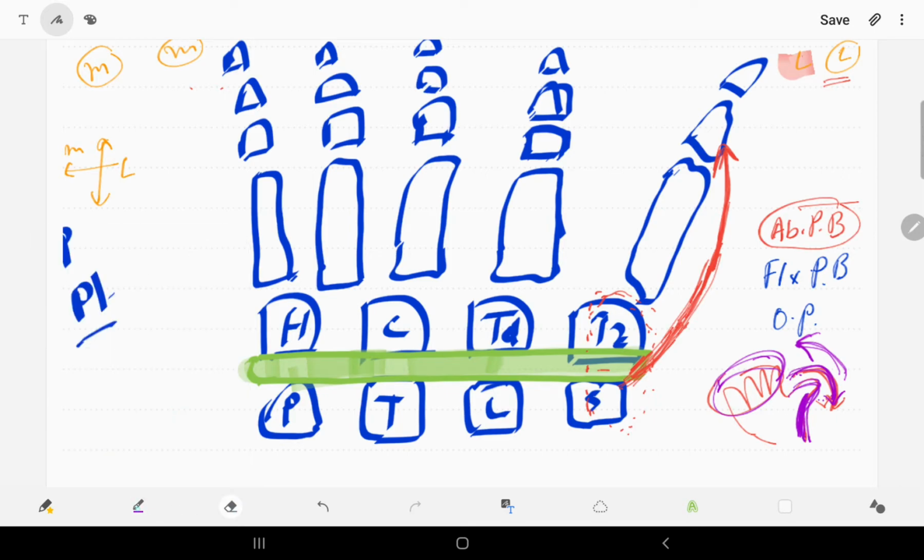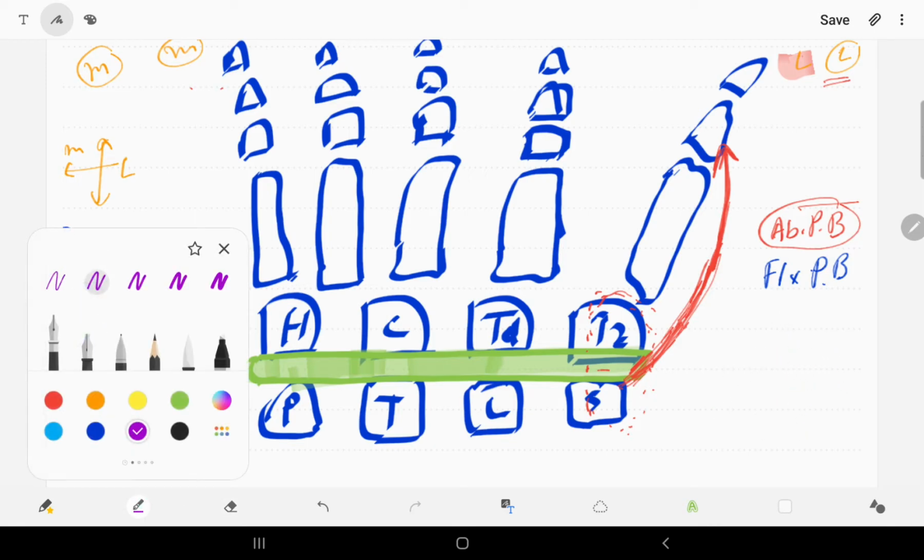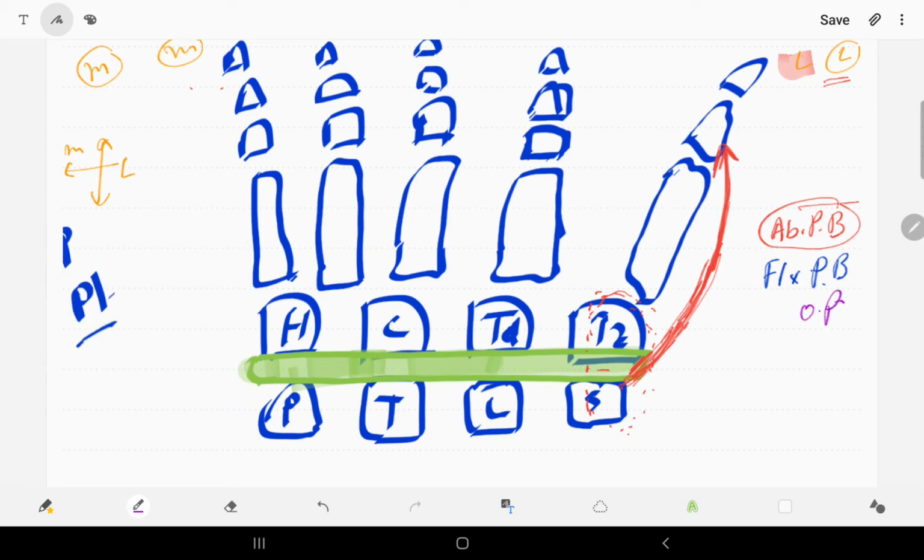So the abductor pollicis brevis. Okay, so the abductor pollicis brevis, this one is originating from this region. I will tell you the proper origin, but just first understand schematically. And it is inserted here, meaning in the proximal phalanx of the thumb, this one.